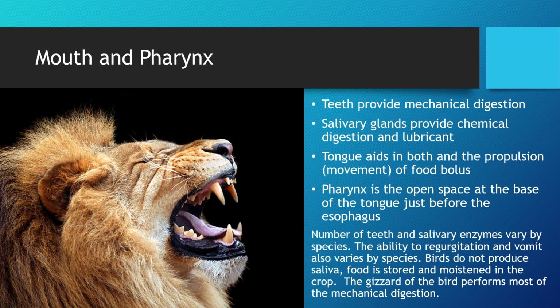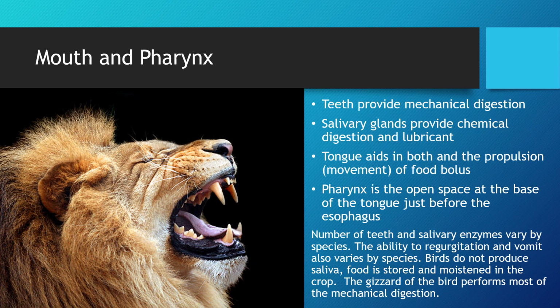So the tongue, of course, is there as well. It aids in both propulsion, which is movement, of the food bolus, and it also helps with mixing, so it helps mix in that saliva that's in the mouth. Often you hear about the pharynx. It's this weird idea of what the pharynx is, because it's not really a thing, it's a space. The pharynx is this open space at the base of the tongue, just before the esophagus.